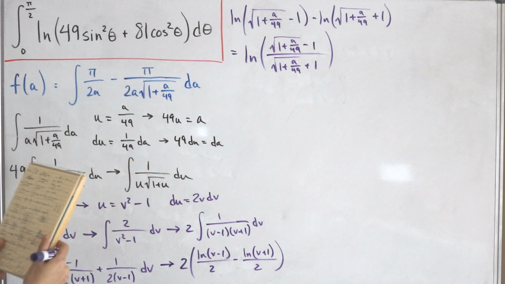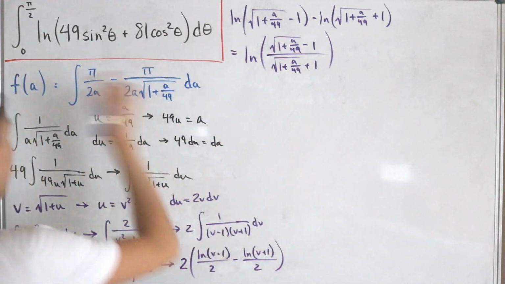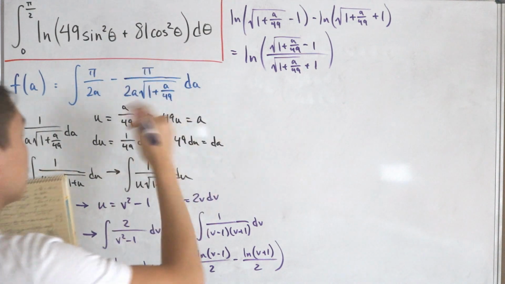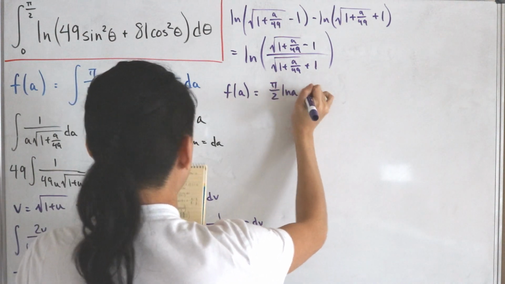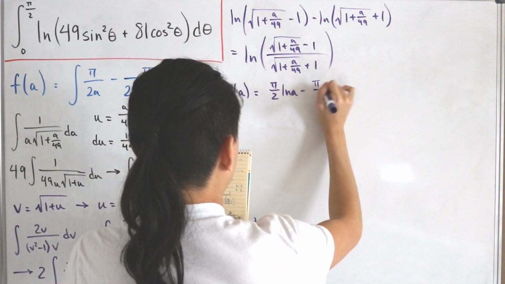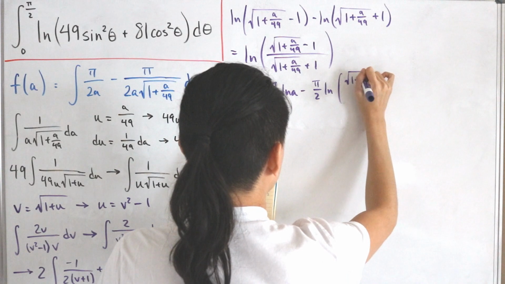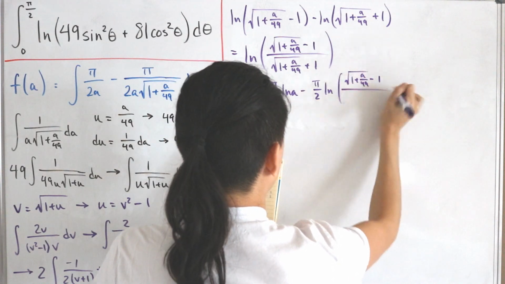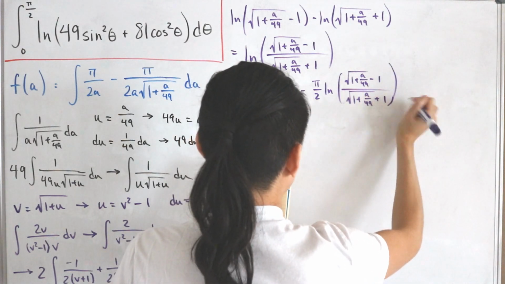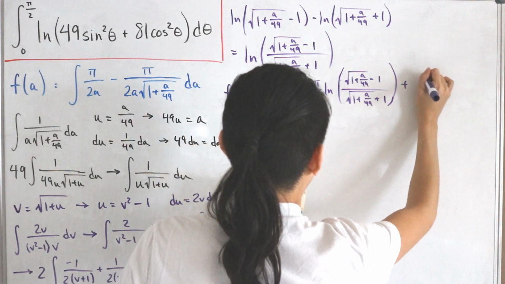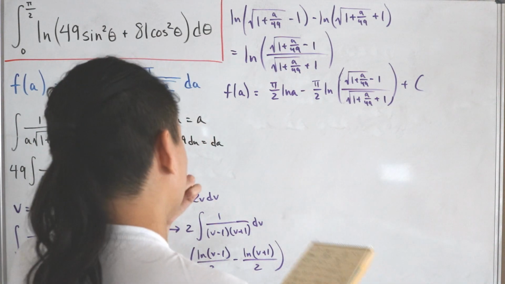So now all I have to do is multiply the pi over 2 to this specifically. And now applying everything, taking this entire antiderivative, the indefinite integral, we get that f of a is going to equal pi divided by 2 ln of a, and then subtract pi divided by 2 multiplied with the natural log of the same thing over here, the square root of 1 plus a divided by 49, subtract 1, then divided by the square root of 1 plus a divided by 49, and then plus 1. And because this is an indefinite integral, we have no bounds, so make sure to add your c. This is a very common mistake that a lot of newbies from Calculus 1 and Calculus 2 get confused with.